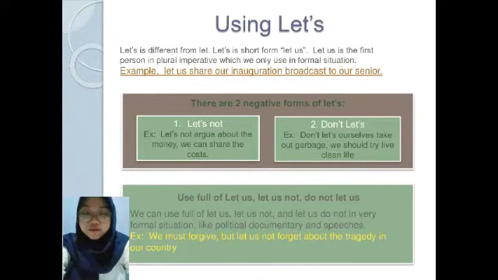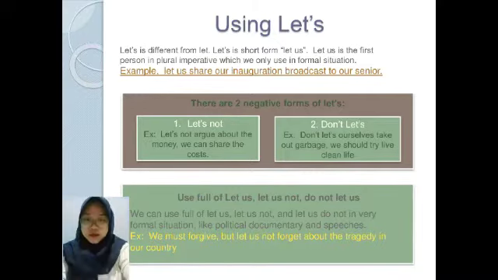There are two negative forms of using let's. First is let's not. For example, let's not argue about the money. We can share the cost together. Second is don't let or do not let. For example, don't let ourselves take out the garbage. We can try to live a clean life.